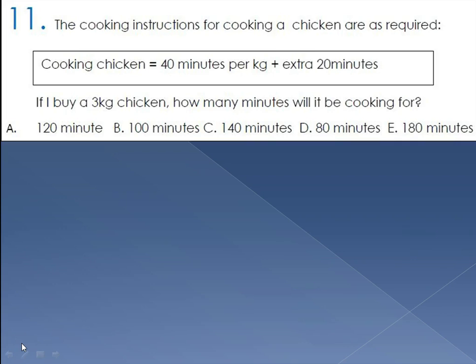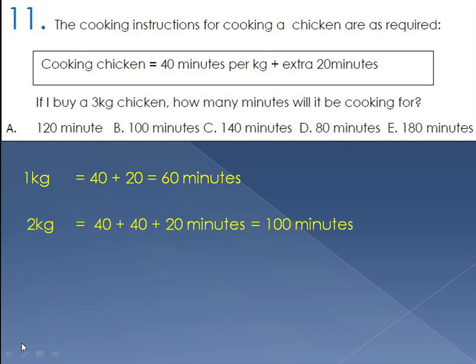So cooking a chicken, you need 40 minutes per kg and an extra 20 minutes. No matter what the kg is, you need an extra 20 minutes. So if I buy a 3 kg chicken, how many minutes will it be cooking for? For each kg, it's going to be 40 minutes. So 1 kg is 40 minutes plus the 20 minutes, which is 60 minutes.